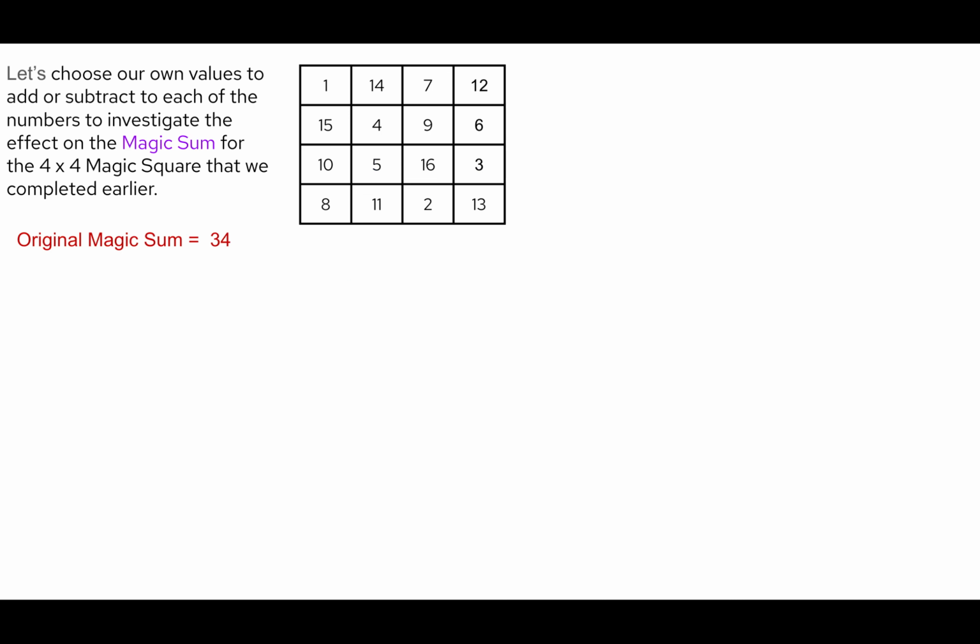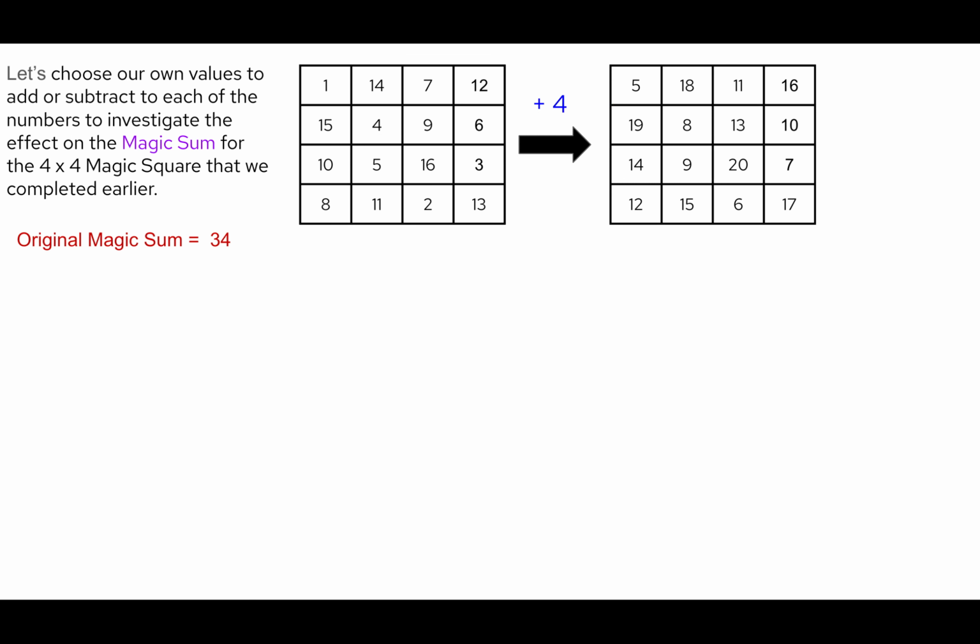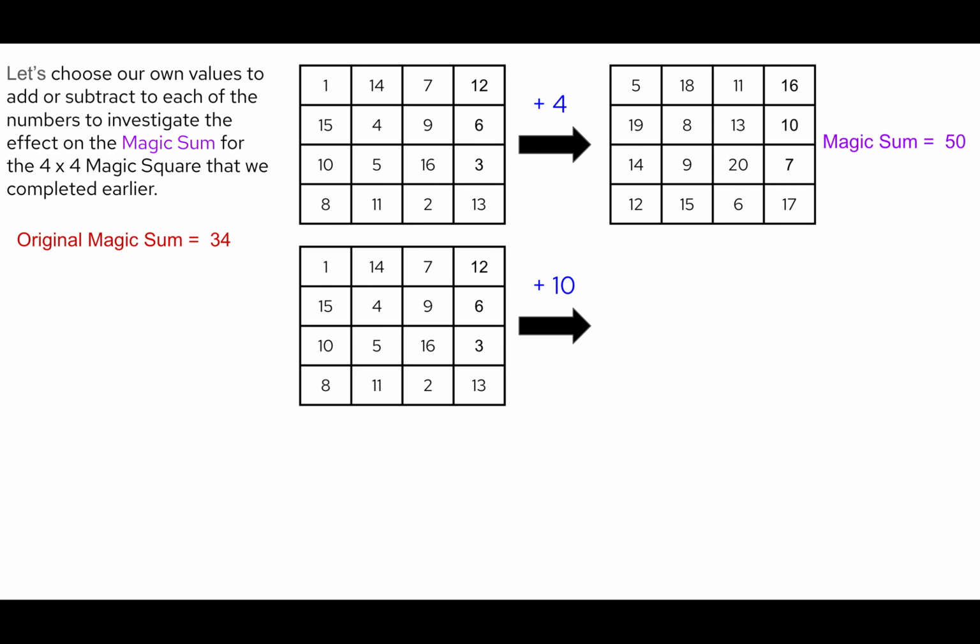We verified it. Okay, now let's choose our own values to add or subtract to each of the numbers to investigate the effect on the magic sum for a 4 by 4 magic square that we completed earlier. So here's our 4 by 4. And our original magic sum for this one was 34. So let's add 4 to each one. And there we go, we add 4. And our new magic sum is 50. Trust me on that one.